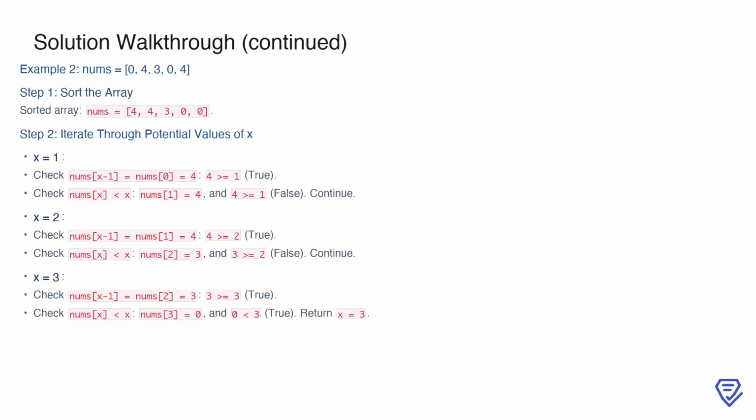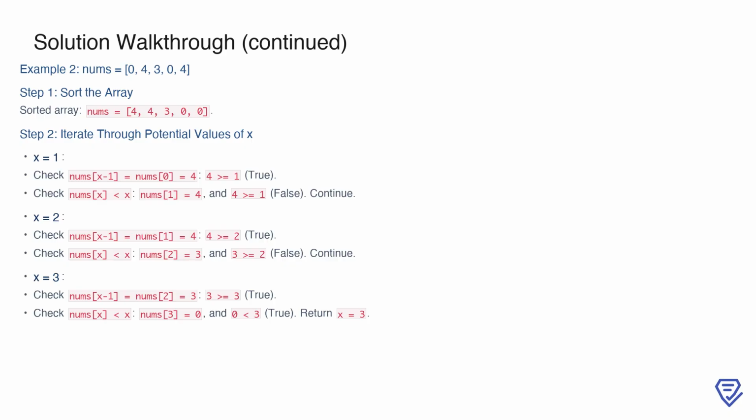This condition is true because 4 ≥ 2. Next, we check whether nums[2] = 3 is less than x. Since 3 is not less than 2, the second condition fails again, so we proceed to x equals 3. For this value, we check if nums[2] = 3 is greater than or equal to x. This condition holds as 3 ≥ 3.